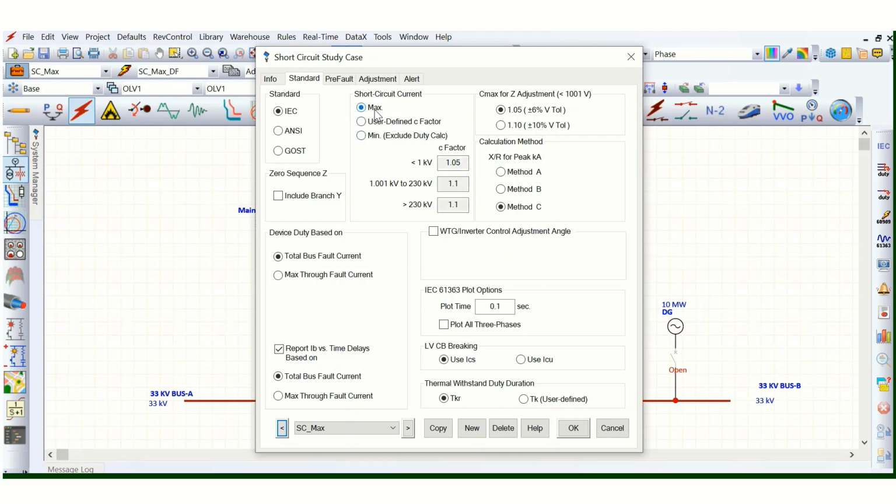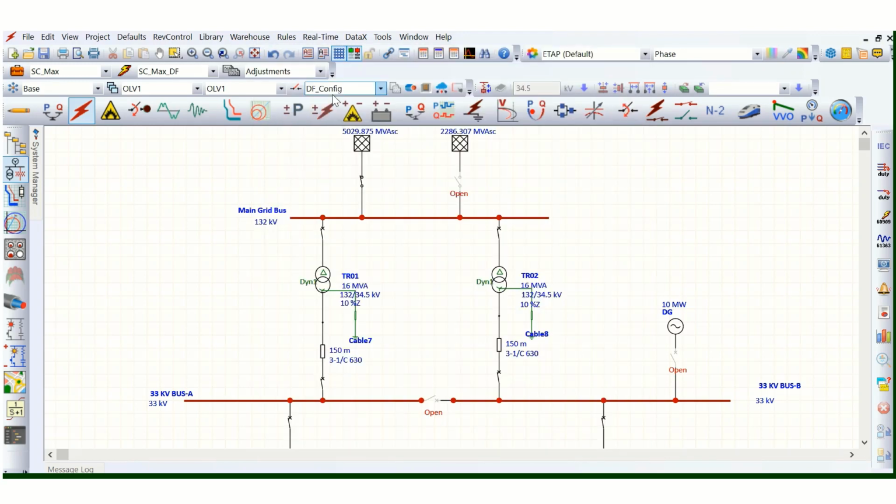But this is the maximum condition. This is the C factor. You cannot edit it here. So we are using this maximum, and this is the dual feed configuration.